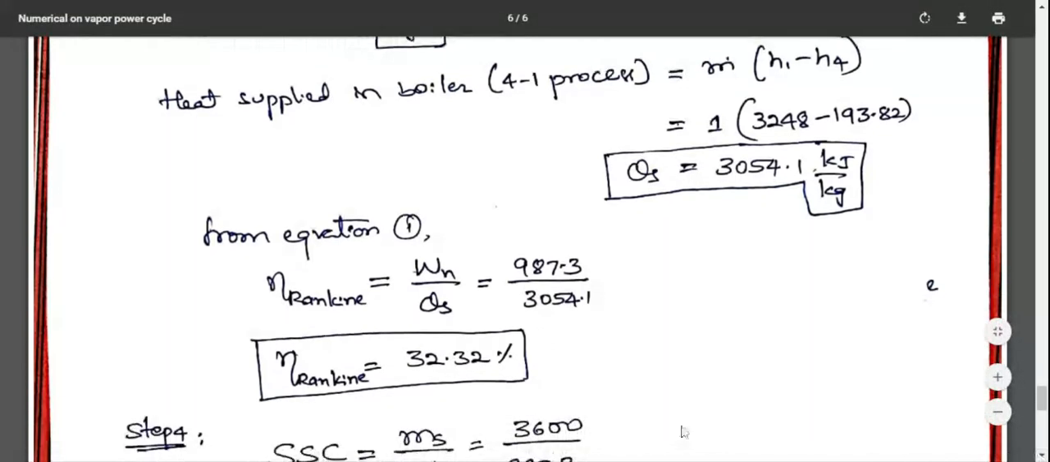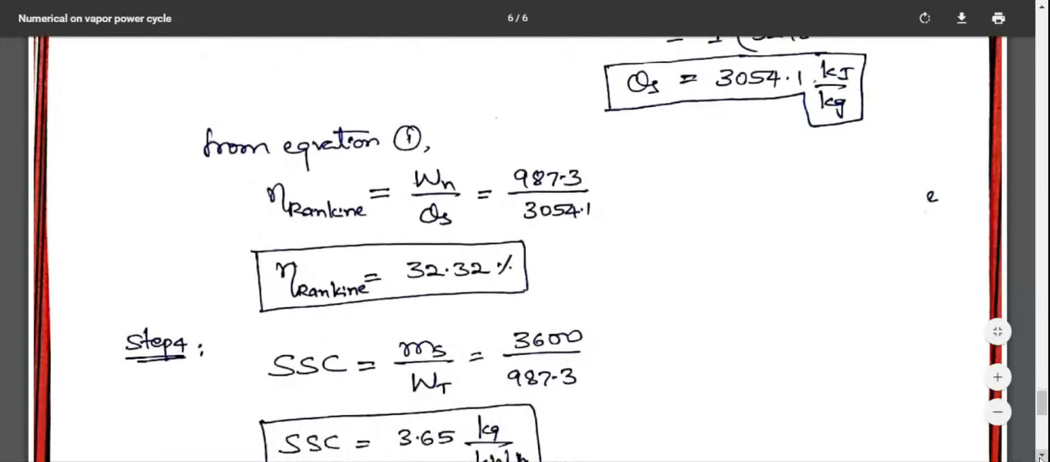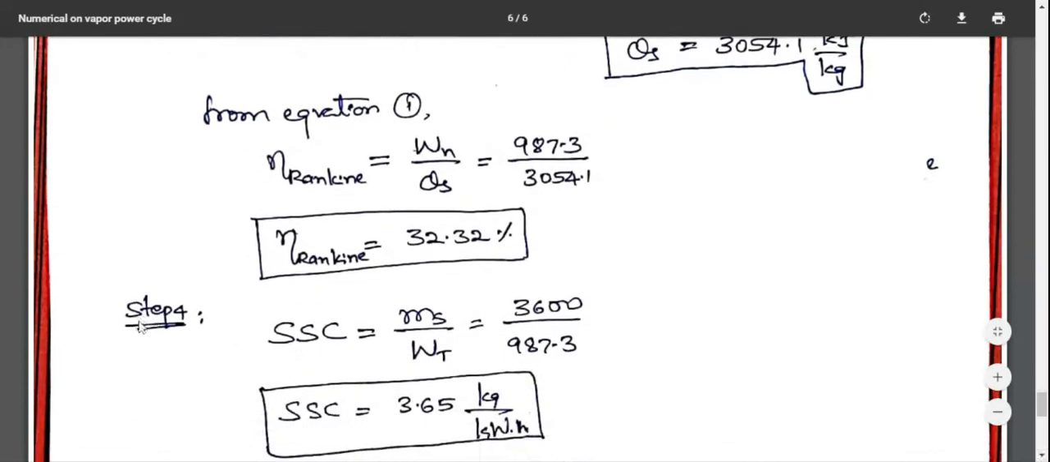The maximum efficiency of the Rankine cycle is up to 50%. It should not exceed 50. On average, the efficiency of the Rankine cycle is 35 to 45. So due to some calculation mistake, if the value of efficiency crosses 70 or 80%, assume that somewhere you have made a mistake. Then the last unknown data, step number 4, is the specific steam consumption.